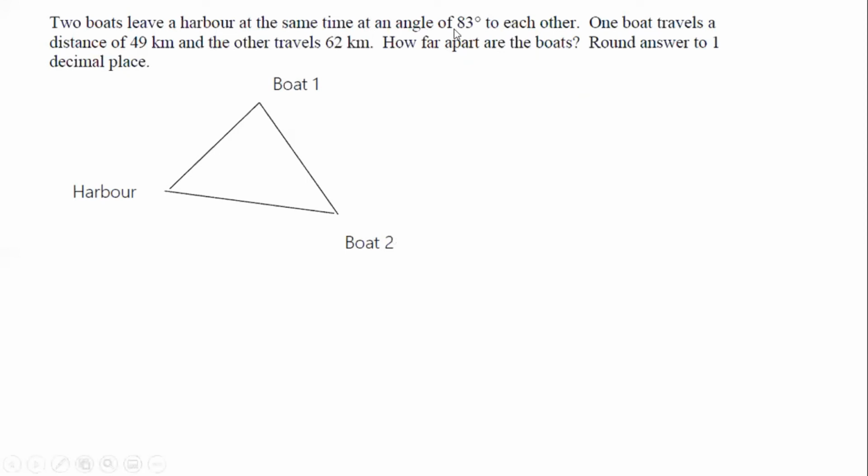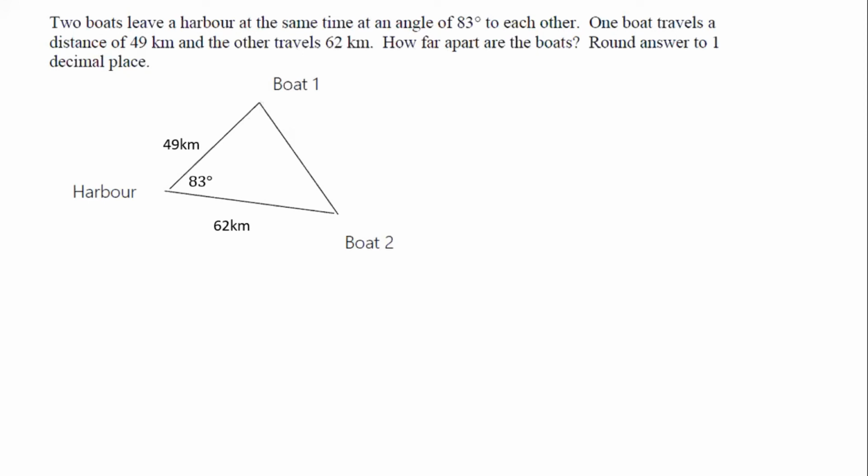Where do these numbers go? Where does the 83 go? Where does the 62 go? Where does the 49 go? That's the harbor. One boat went this way, one boat went that way. One boat went 49 kilometers, one boat went 62 kilometers. There's an 83 degree angle between them. So where do I go with that? Well, let me help you out. This boat travels 49. This boat travels 62. And the angle that they say they both departed at, 83 to each other, right inside here, here's my 83 degree angle right there. Okay?